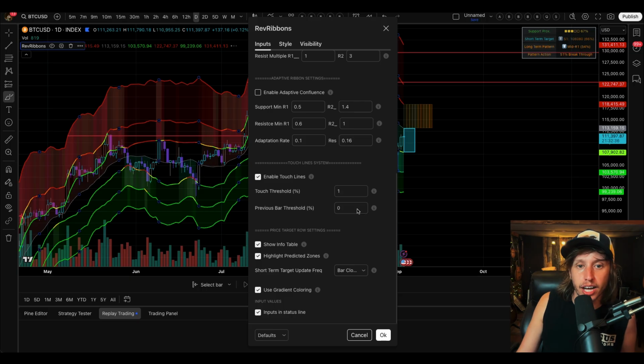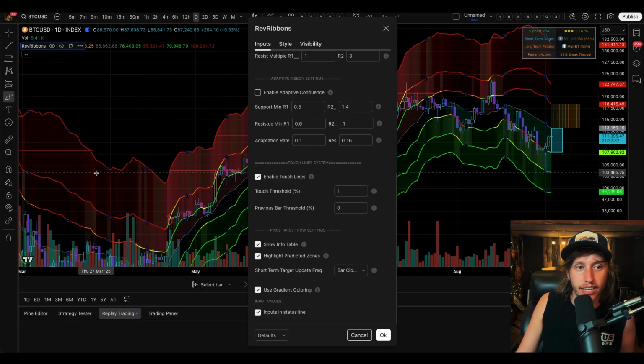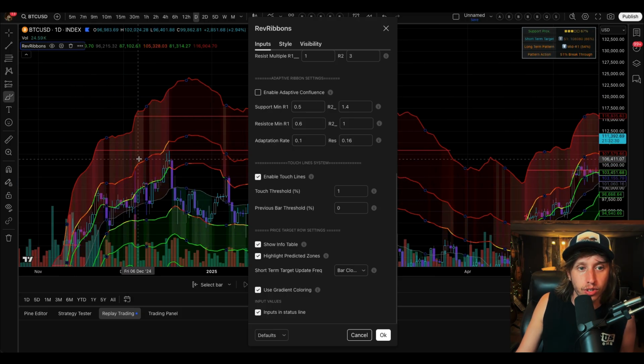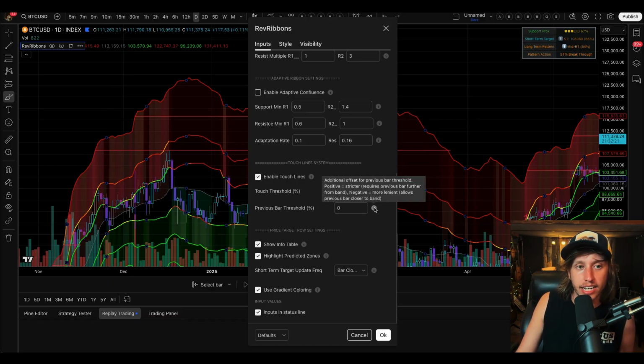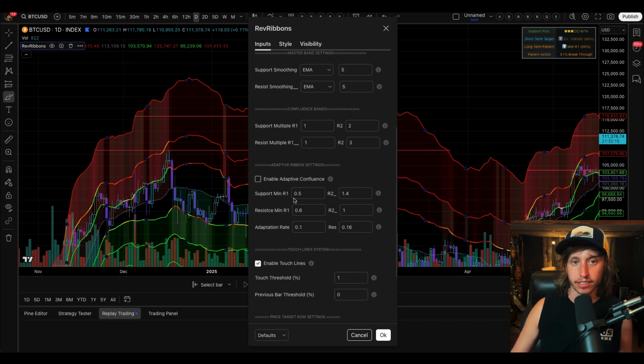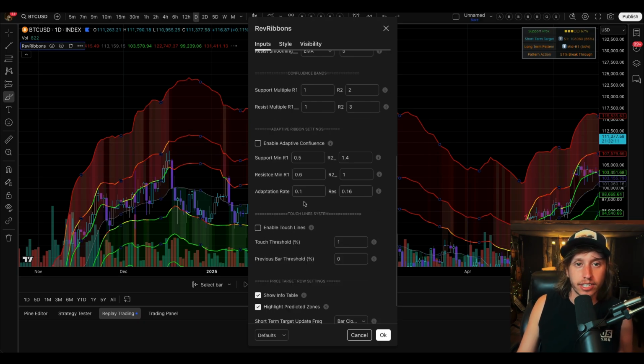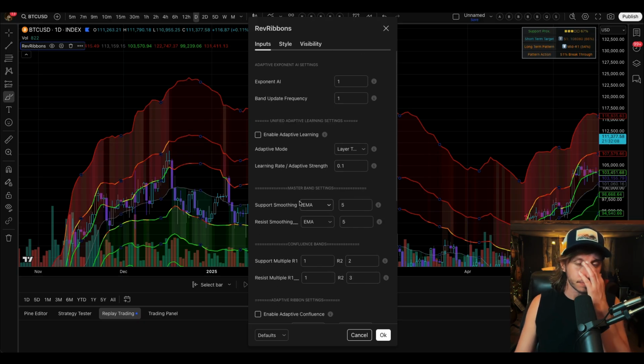Previous bar threshold, that's just looking at, because I don't want it to create a bunch, especially if it's like a breakout and just riding above this band. I don't want to keep creating touch lines, because those aren't very helpful at that point. So this has to do with previous bars and it not letting it create too many touch lines. You can read the description right there, but I want to keep moving. I'm trying to keep this video shorter. Okay, let's get rid of those touch lines and go through all of the settings.